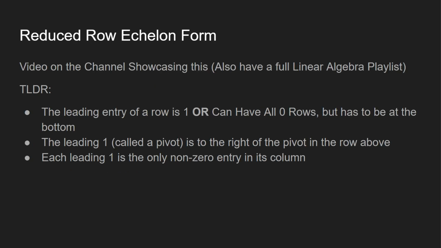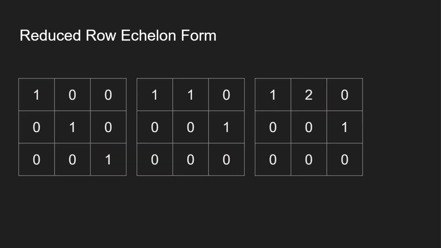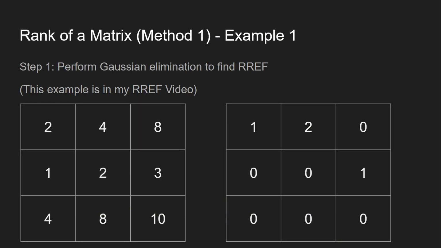And for reduced row echelon form, just to let you know, I do have a video here on the channel already talking about this, so make sure to check out the linear algebra playlist. Anyways, the leading entry of a row is 1, or it can be all 0 rows, but those have to be at the bottom. The leading 1 is called a pivot. It's to the right of the pivot from the row above. Each leading 1 is the only non-zero entry in its column. And these are some examples of row echelon form. Again, there's a full video covering this, so I'm skipping by this a little bit faster, but I highly recommend you check out that other video. So let's find our first example.